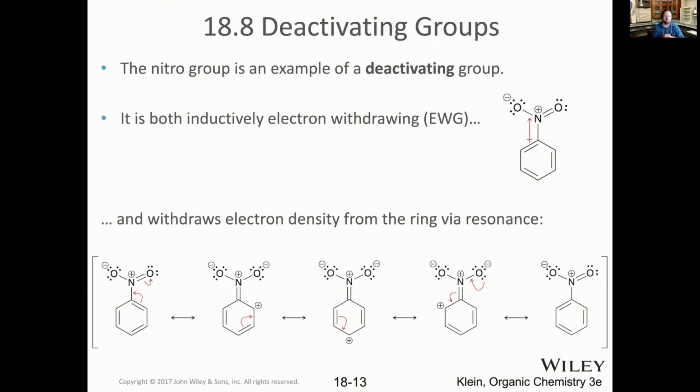And via resonance, before any kind of attack, just with the molecule sitting there, it shows that instead of a buildup of a lone pair and negative charge at the ortho and para positions, as with methoxy, there is now an electron deficiency at the ortho and para positions. And so that shows that it deactivates the ortho and para positions specifically.